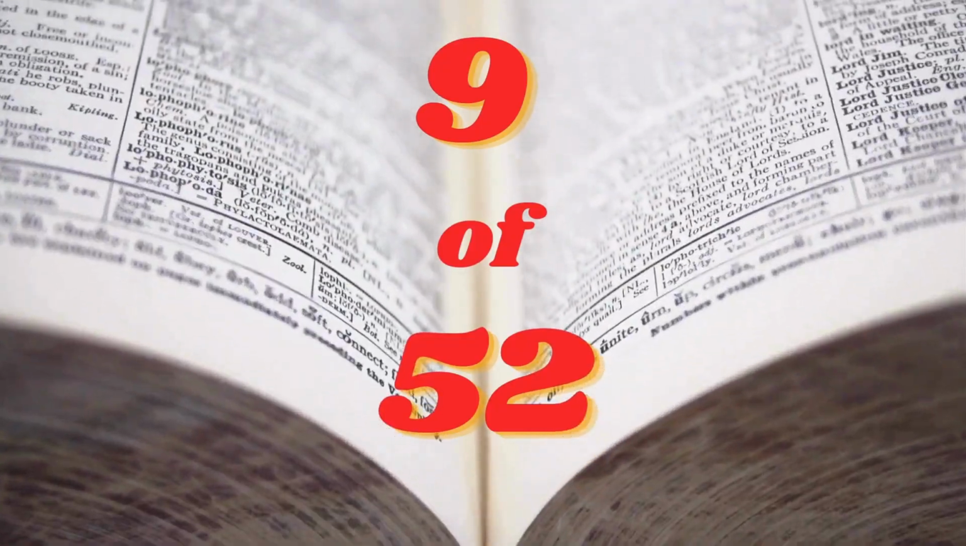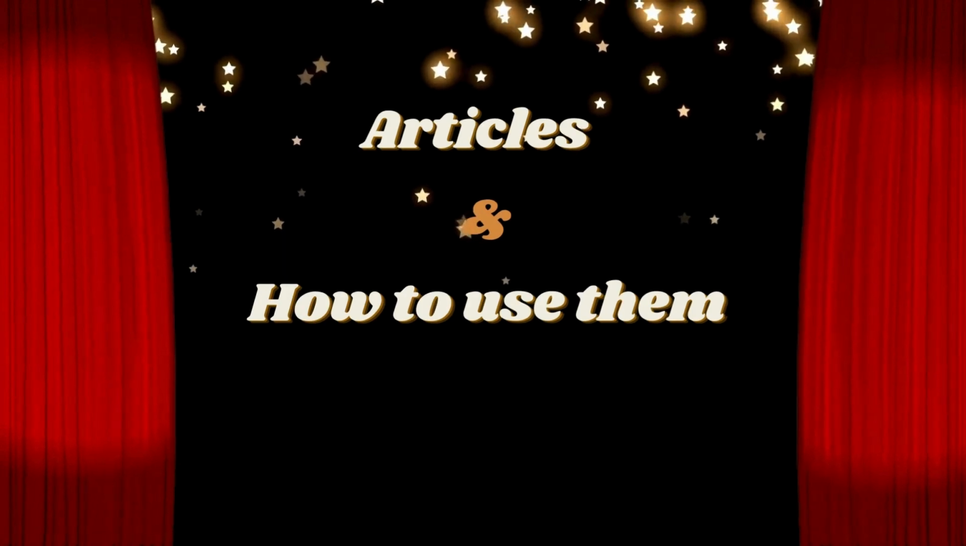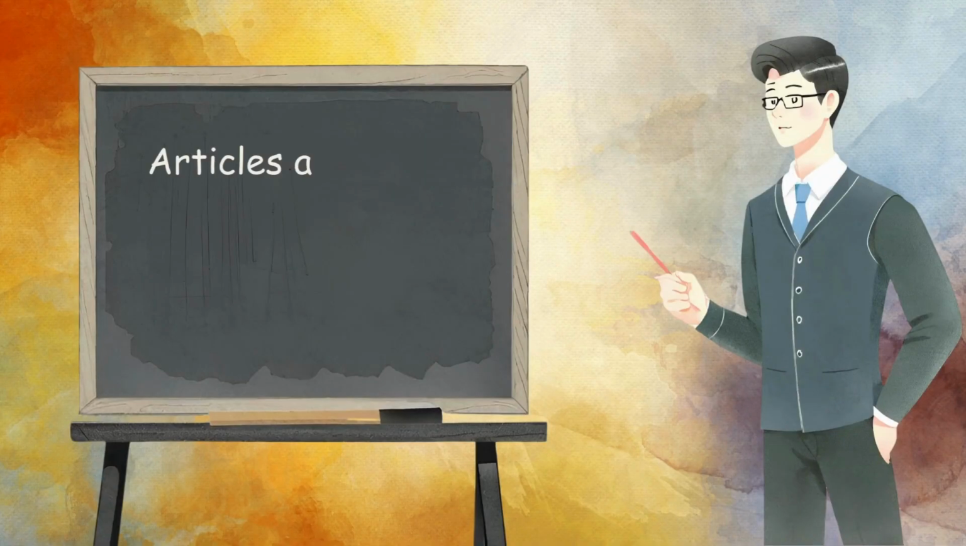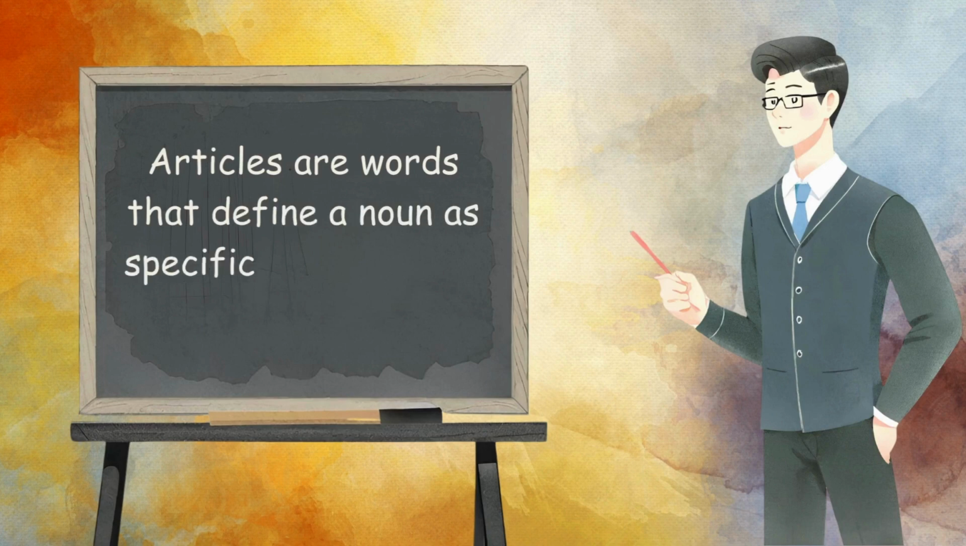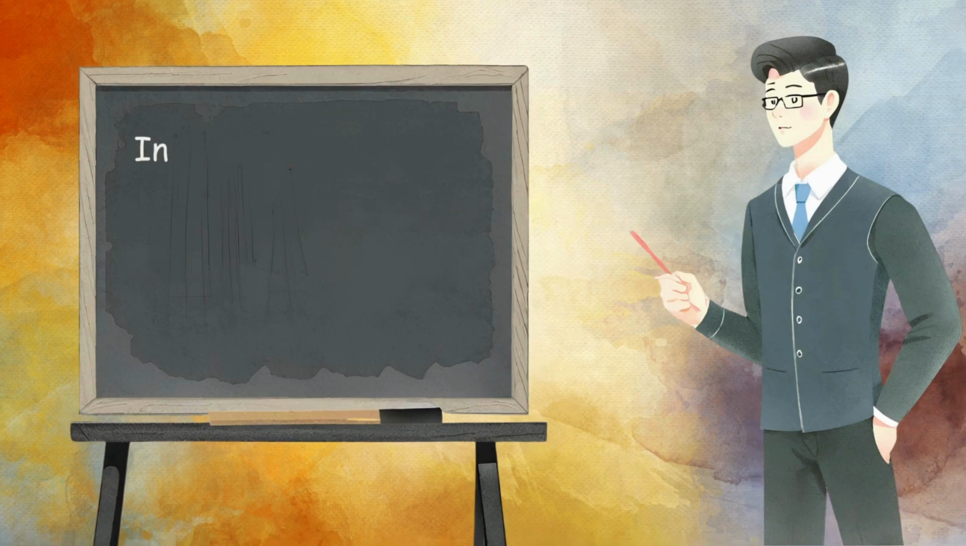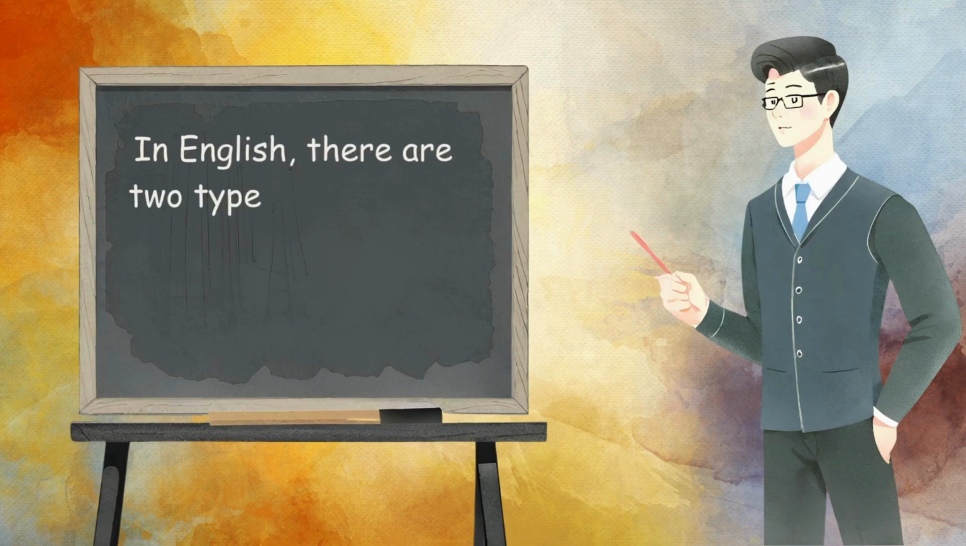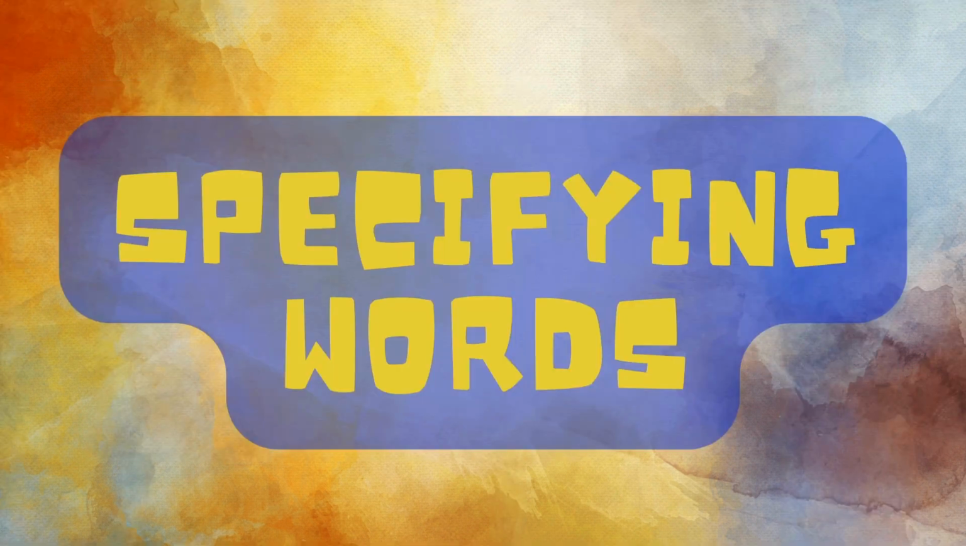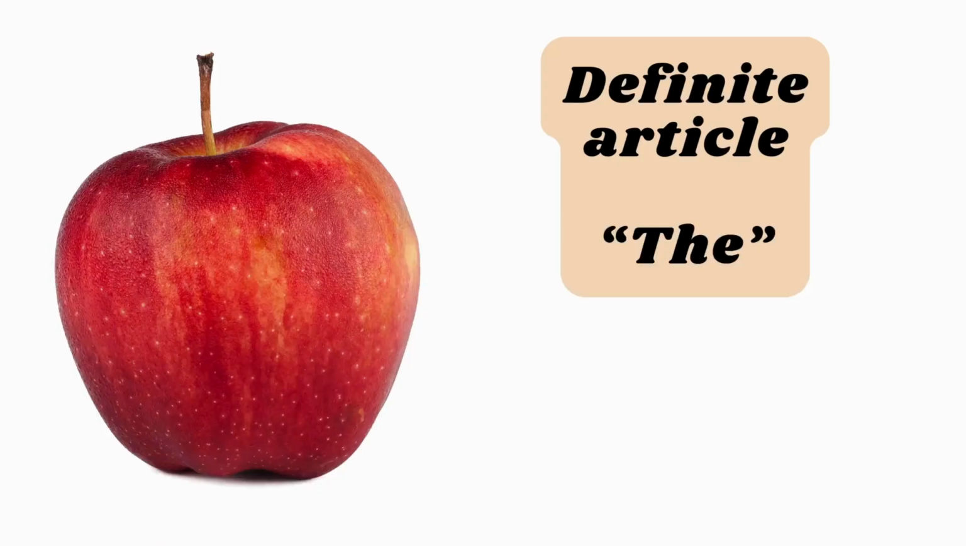Discovery of English grammar continues with this, our 9th video out of 52, and today we look at articles and how to use them. What are articles? Well, articles are words that define a noun as specific or unspecific. Don't worry, we will explain what this means in a moment. In English, there are two types of articles: definite and indefinite articles. We can call them perhaps specifying words.